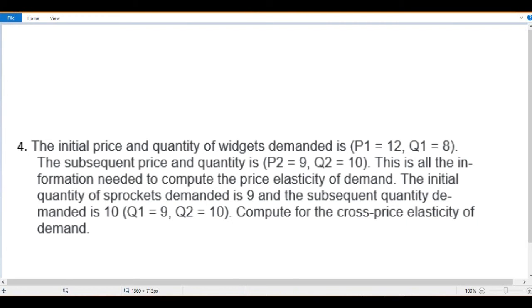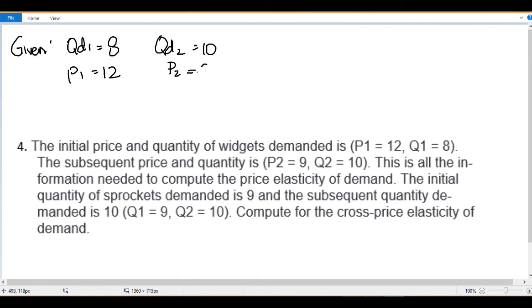The initial quantity of sprockets demanded is 9 and the subsequent quantity demanded is 10. Okay, Q1 is 9 and Q2 is 10. Compute for cross price elasticity of demand. Okay, so dito naman ang kinocompute natin is cross price elasticity. We give the given, okay? So we have QD1. This is for widgets. QD1 is 8, P1 is 12, QD2 is 10, and P2 is 9.